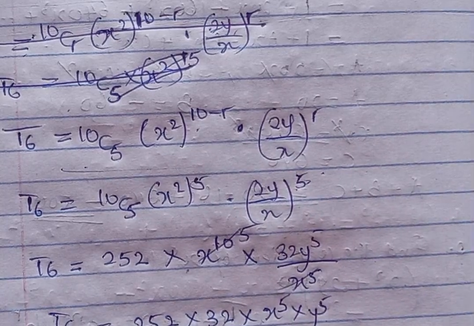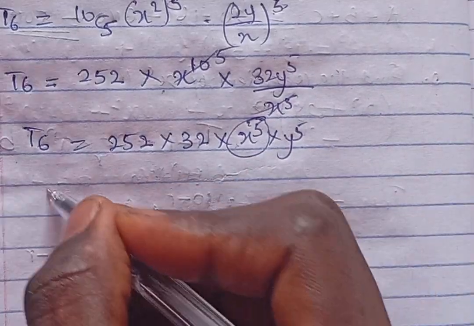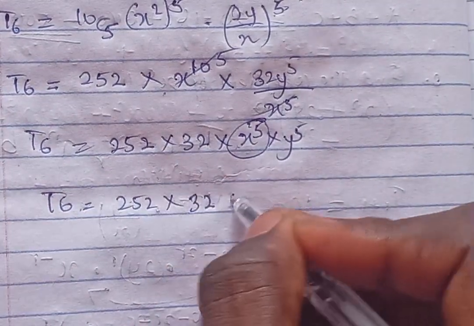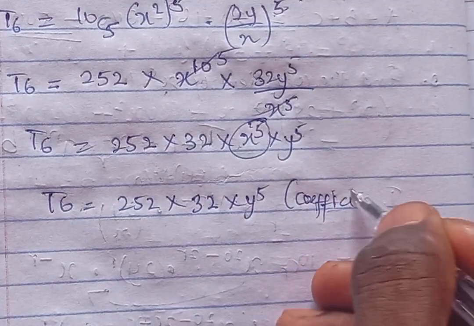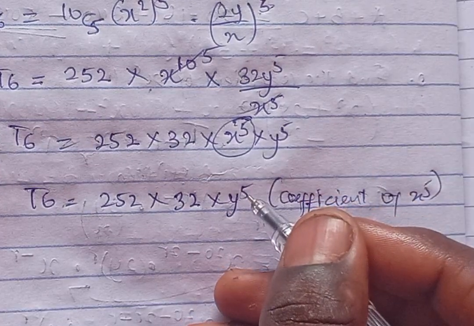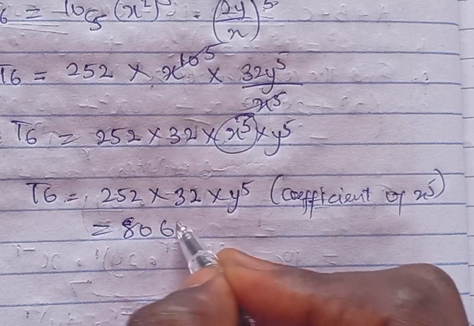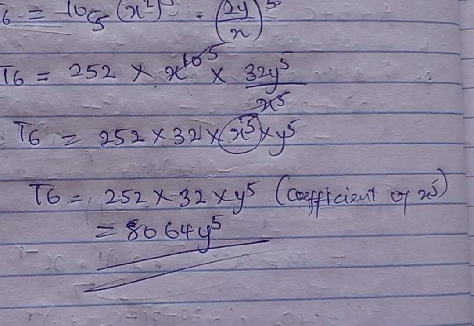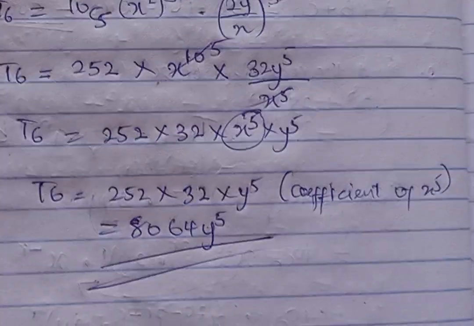raised to power 5. So they ask for the coefficient of x raised to power 5. So T6 will now be 252 times 32 multiplied by y squared, coefficient of x raised to power 5, and if we multiply them together, it will give us 8064 y raised to power 5 in total. So that's the coefficient of the x raised to power 5 expression.